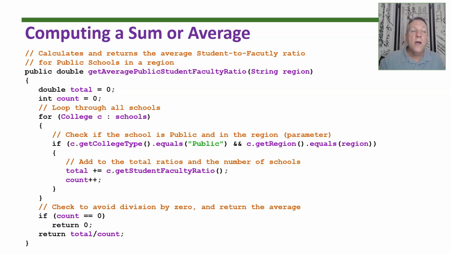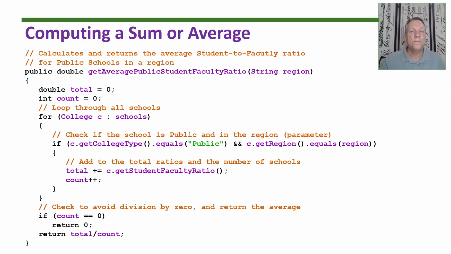count. Now notice my total is a double, because the student to faculty ratio is also a double in my college class, and this returns a double. So I don't have to worry about casting, or rounding, or integer division or something like that, because I am using double division here.